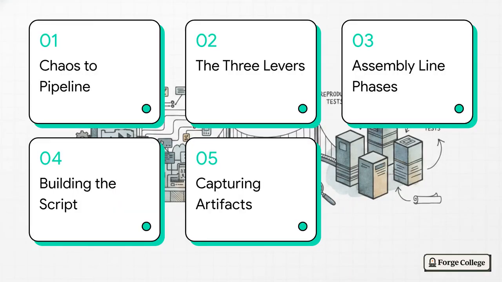Okay, let's dive into this. Here is our agenda for today to fix that messy workbench. We're going 1. From chaos to pipeline. 2. The 3 levers. 3. The assembly line phases. 4. Building the script. And finally 5. Capturing artifacts. Let's get to it.